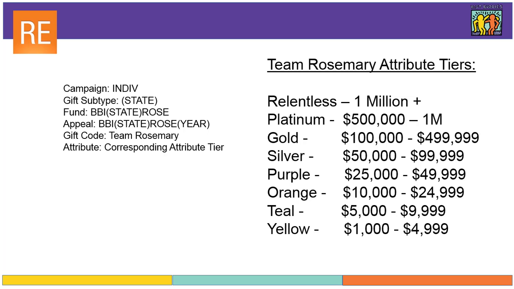These attribute tiers are as follows. They have different categories for different types of donors. A donor between, say, $5,000 and $10,000 would fall under the teal category. You would add this to your attribute.